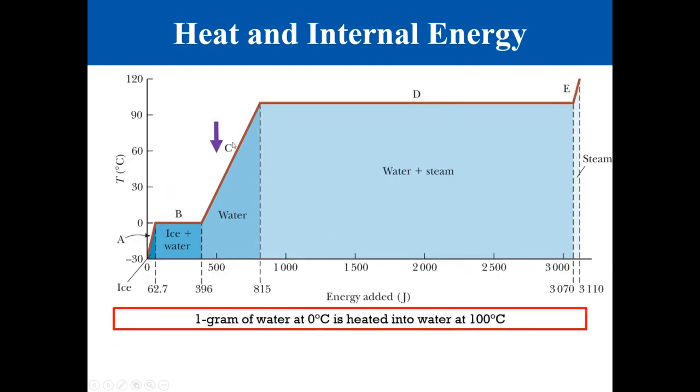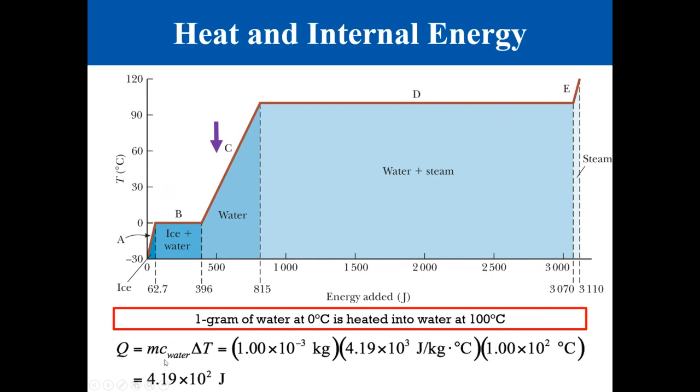Then for process C, we are talking about water changing from 0 Celsius to 100 degrees Celsius. The energy Q equals m c_water multiplied by delta T. m is 1 gram, and c for water is 4.186, which is approximately 4.19 by 10 to the power 3 joule per kilogram degree Celsius. And the change in temperature is 100 degrees Celsius. So we will need that much energy. You can add it to 396. The total now becomes 850 up to this point.